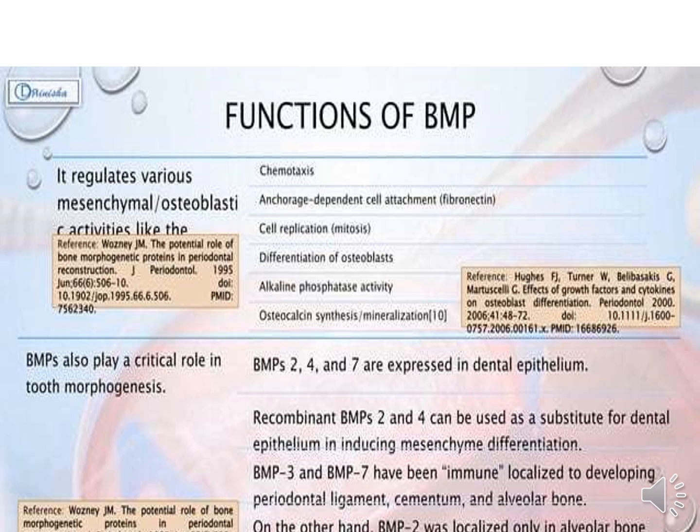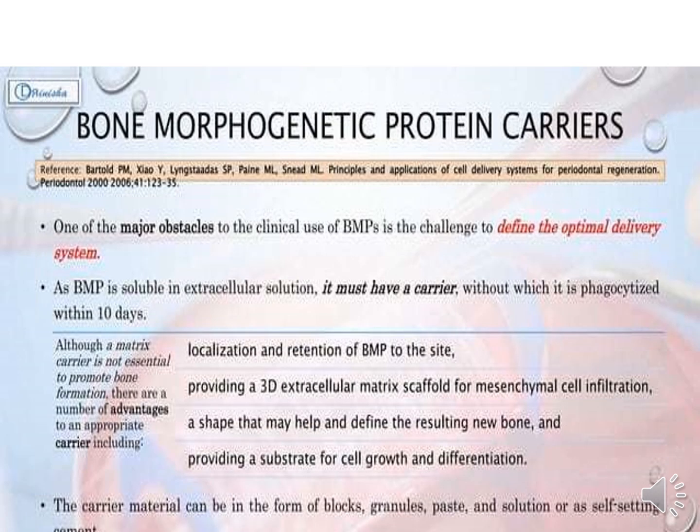BMP also plays a critical role in tooth morphogenesis. BMP 2, 4 and 7 are expressed in the dental epithelium. Recombinant BMP 2 and 4 can be used as a substitute for dental epithelium in inducing mesenchyme differentiation. BMP 3 and 7 have been immunolocalized to the developing periodontal ligament and cementum. Of the other BMPs, BMP 2 was localized only in the alveolar bone.